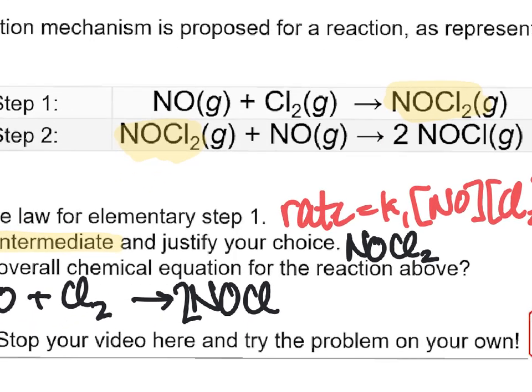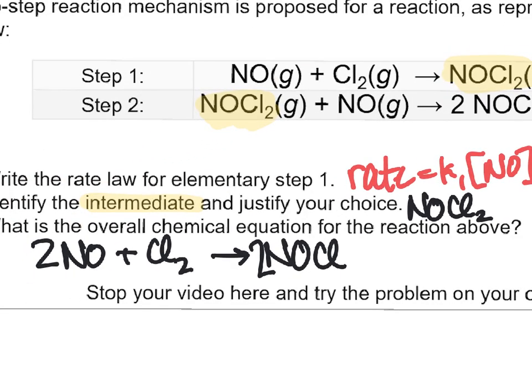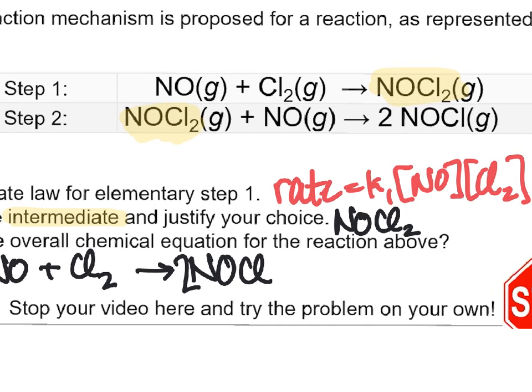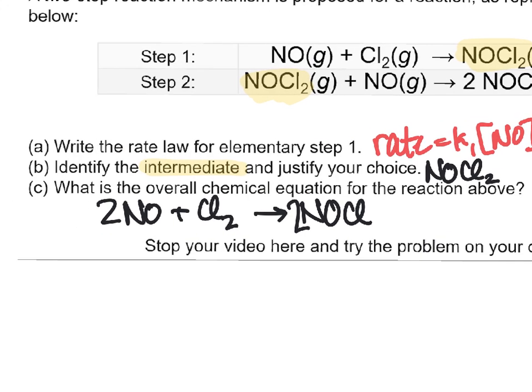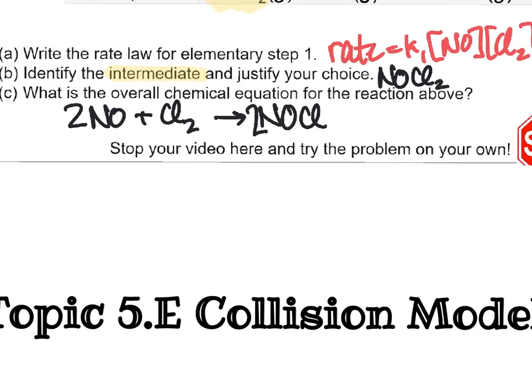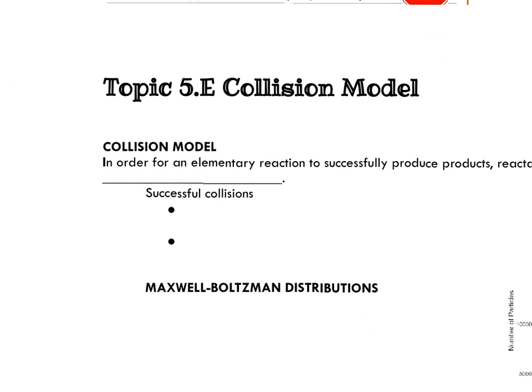Our intermediate is NOCl2 because it is made. Notice it's made, and then we use it up. And then our overall reaction, we should have 2 nitrogen monoxides, a chlorine, and then 2 NOCl. Okay, good. Don't worry, we're not done with mechanisms, okay? But we are going to talk about the collision model or collision theory.